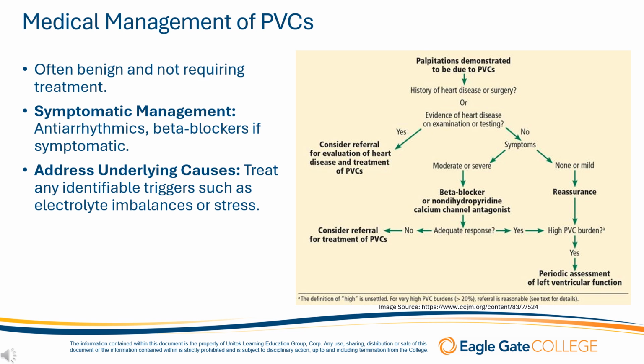Identifying and correcting electrolyte imbalances is a crucial step in managing PVCs. Common electrolyte disturbances that can trigger PVCs include hypokalemia and hypomagnesemia.